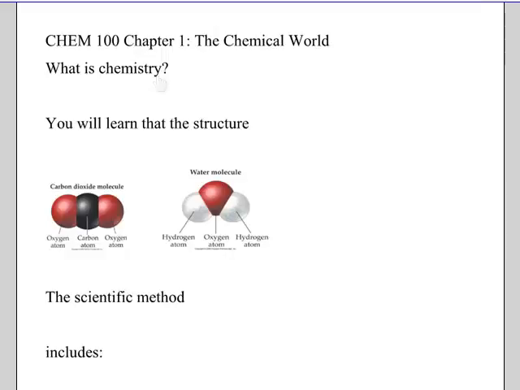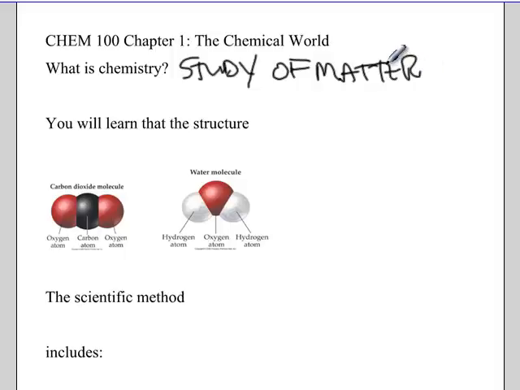Chapter 1 is an introduction to chemistry and the scientific method. As a definition, chemistry is the study of matter, but we're not just interested in the physical properties of matter. The more important part of the definition is the changes in that matter.